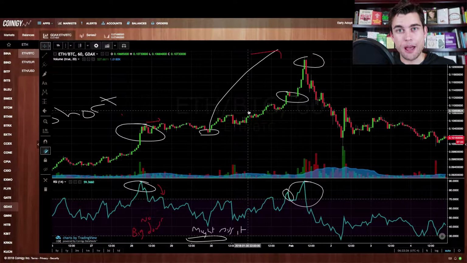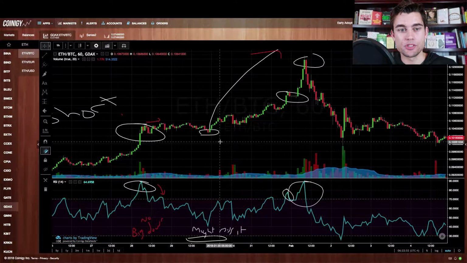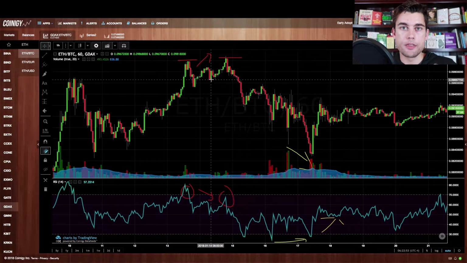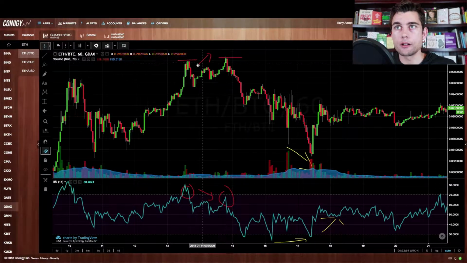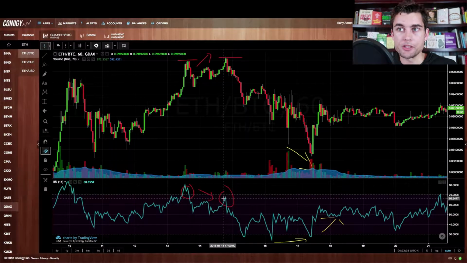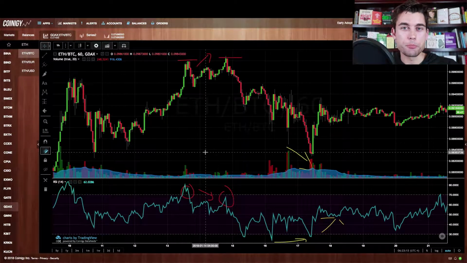Now, divergence happens when the price action of a coin does not match the RSI. And I have a lot of examples, so I'll show them to you in a minute, but let me just explain it real quick. Sometimes the price action could look like it goes higher, and you could see right here, this is higher than this, but the RSI is lower. It's opposite. This is lower than this. And when this happens, a pretty big price change is likely to occur.